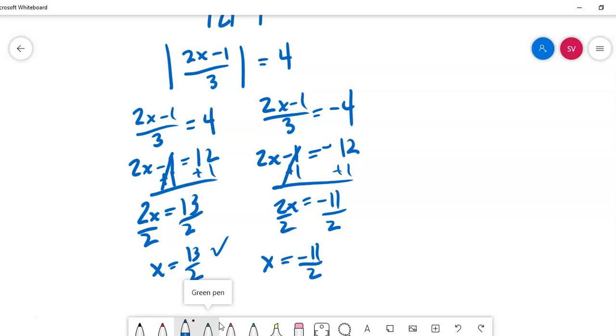The 2's will cross cancel. Again, minus 11 minus 1, which is minus 12. Minus 12 over 3 is minus 4. Absolute value of minus 4 is 4. 4 equals 4, so we're good. So that checks out.